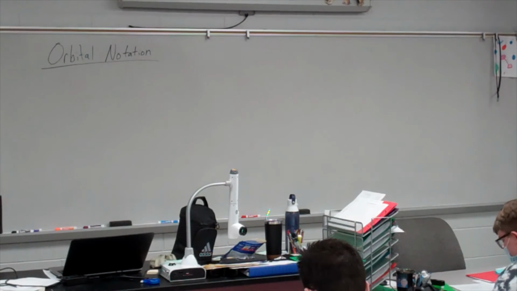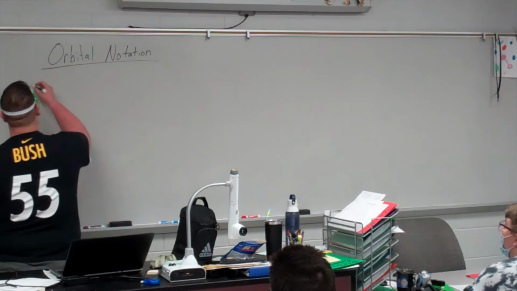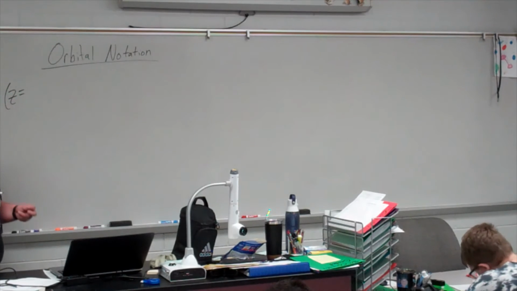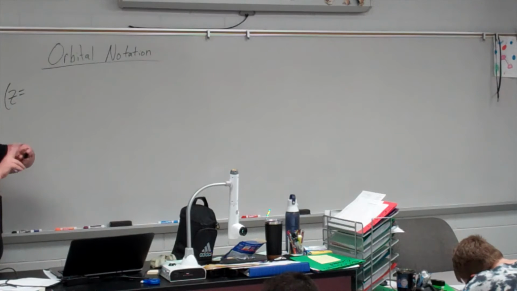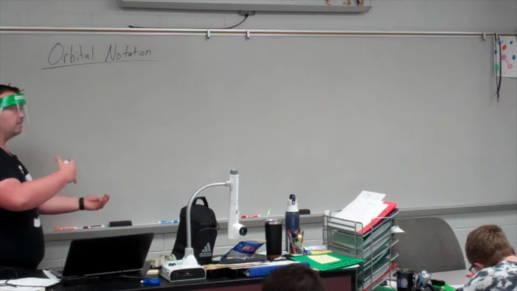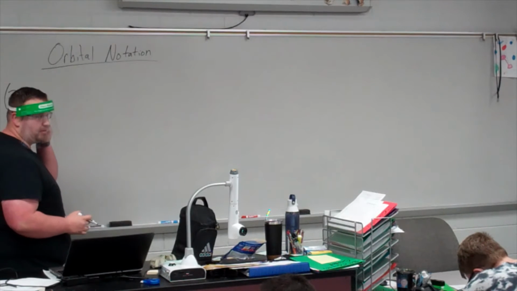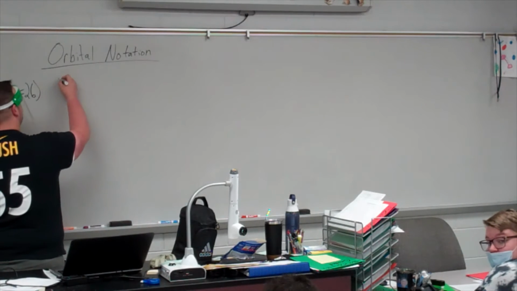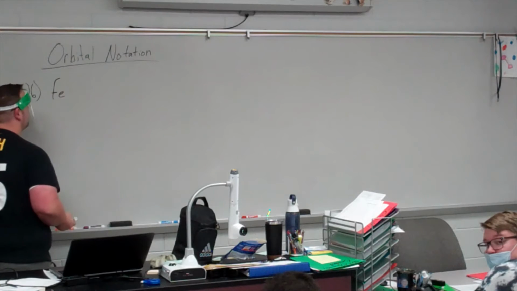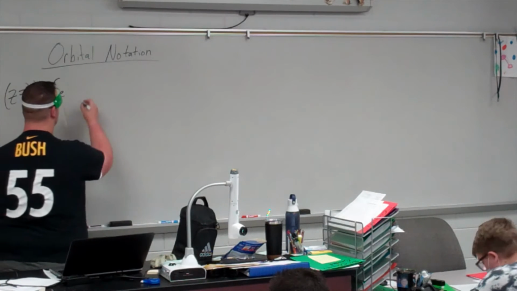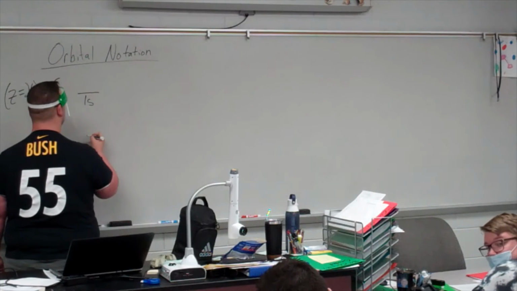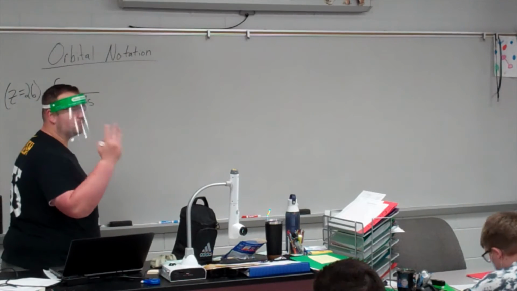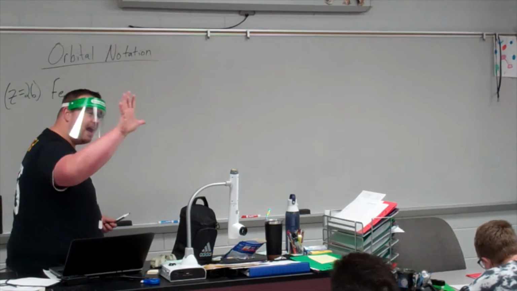Okay, so this is what it looks like. This is how I would give it to you. What's Z stand for? Atomic number, which tells you where it's at on the periodic table. It tells you the element. You're not wrong. That's why I give it to you right now. So atomic number 26, and I would spell it out: iron. Now, 1S, so I'll put an underscore. I put one underscore because remember, S gets one underscore. P gets three underscores. The D gets five underscores.